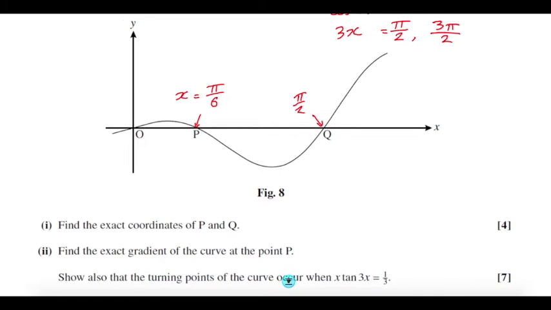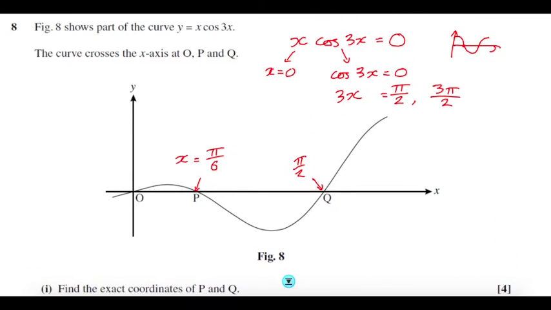Right, find the exact gradient of the curve at the point P. So the first thing we're going to have to do is differentiate x cos 3x.